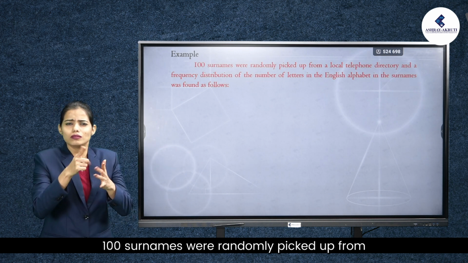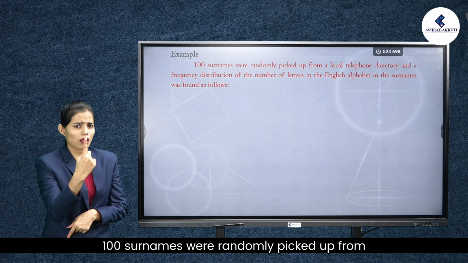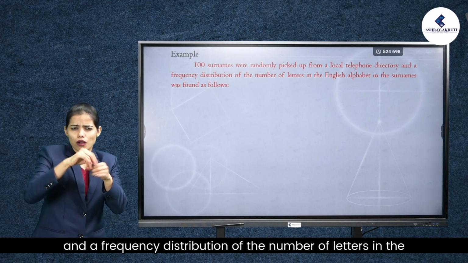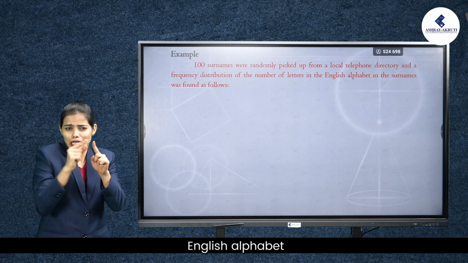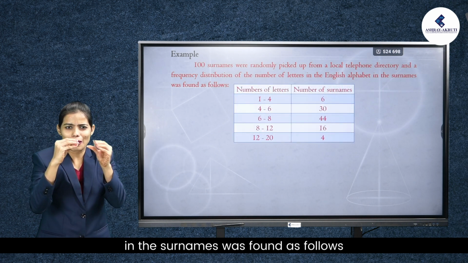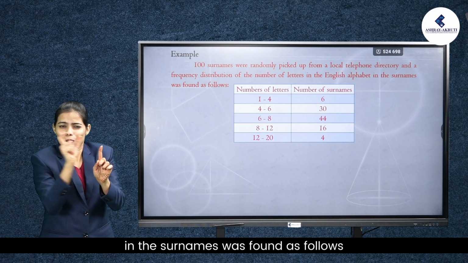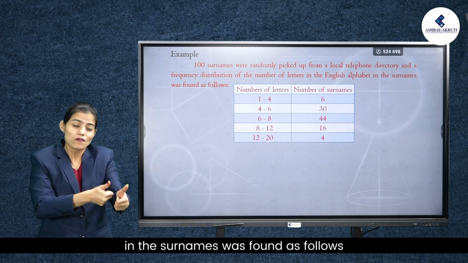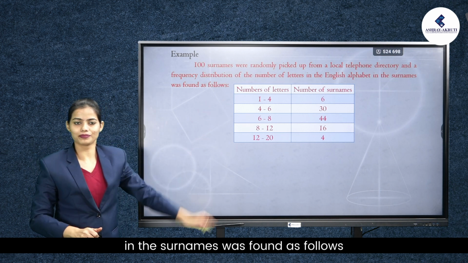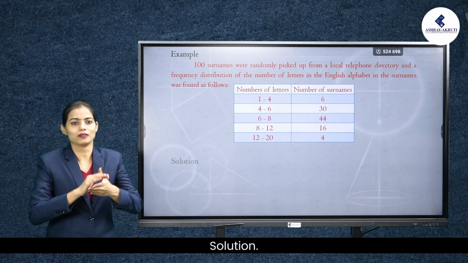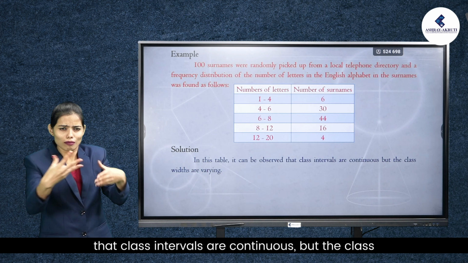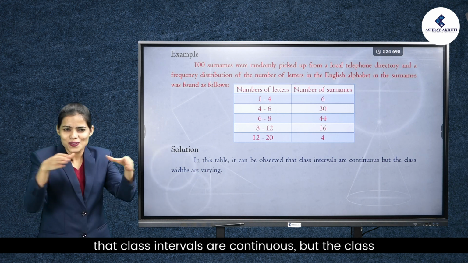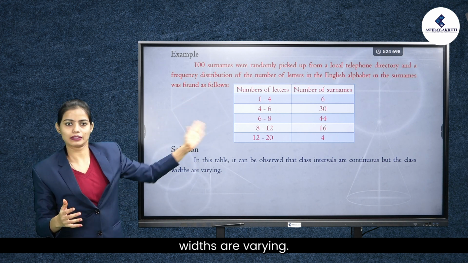100 surnames were randomly picked up from a local telephone directory, and a frequency distribution of the number of letters in the English alphabet in the surname was found as follows. Solution. In this table, it can be observed that class intervals are continuous but the class widths are varying.